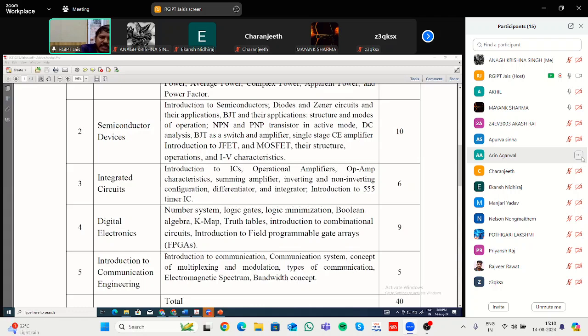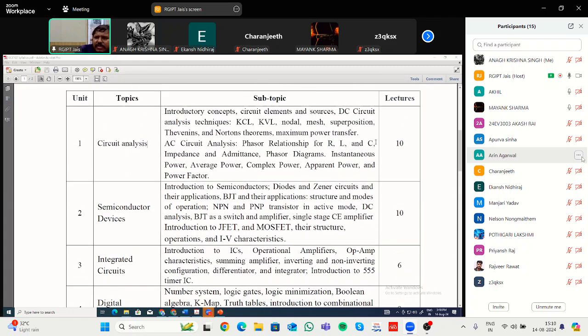So these are the 5 units, and you can also see on the right hand side the lectures allocated to each. In 10 lectures, we'll cover the first unit. 10 lectures will be required to cover the second unit. In the first unit, we can cover using fewer lectures, but those lectures will be required in the second unit because the second unit is a bit big. So it will take, I think, more than 10 lectures. We'll take fewer lectures for circuit analysis and compensate with semiconductor devices. Integrated circuits, 6 lectures is okay.